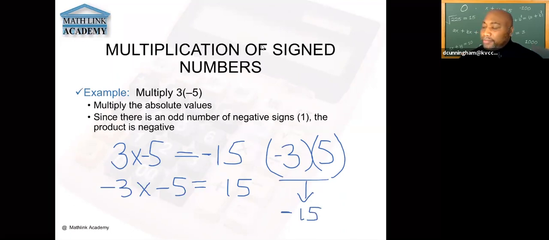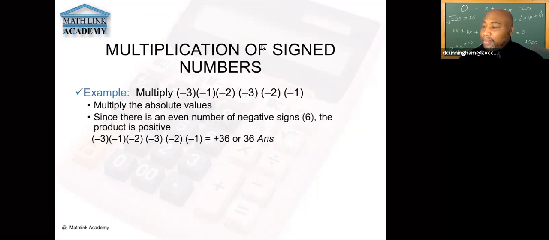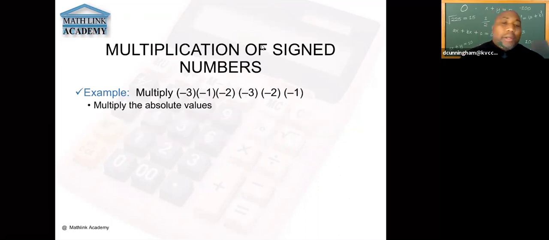Let's continue and look at this one. We want to multiply these numbers, and you could pause it and try this on your own. So we want to multiply negative 3, negative 1, negative 2, negative 3, negative 2, negative 1. The main thing is to multiply the numbers together and then count how many negatives there are. If it's odd, the answer is negative. If it's even, then it's positive.